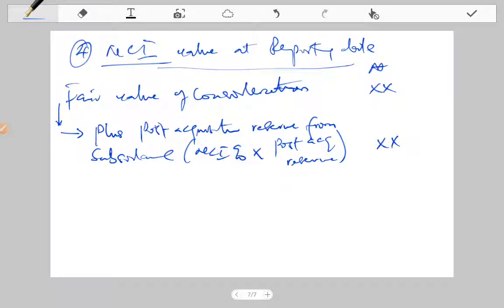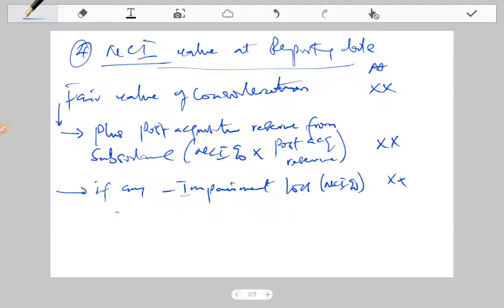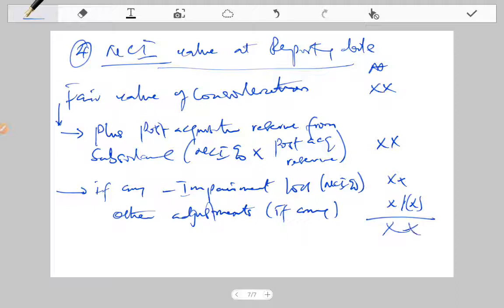Where there are situations that there is goodwill, we will be taking that. Now there could also be, if any, what we call impairment loss, so we'll take the NCI percentage. All these are just the format. There could also be other adjustments, if any. So as you move ahead, you get to see us look at them one by one.